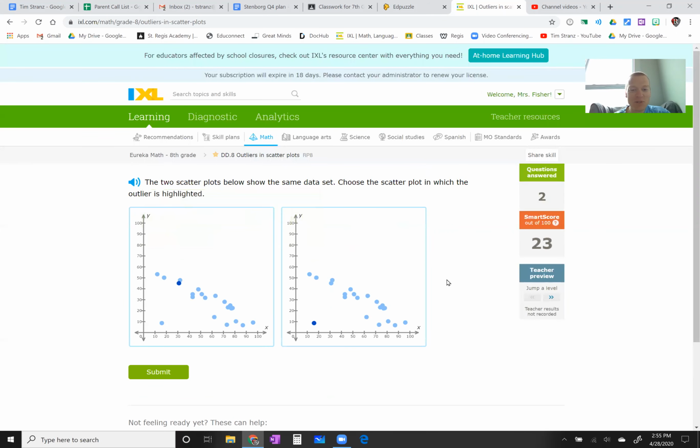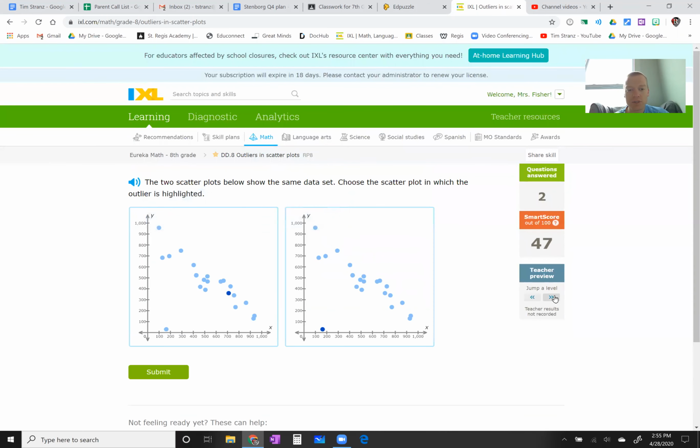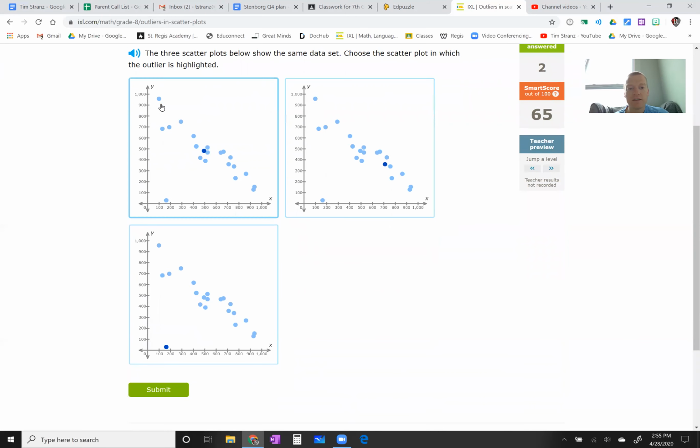Okay, let's go to a harder one. These are incredibly easy. Let's see if there's harder ones. Ooh, now they give us 3. So the 3 scatter plots below show the same data set. Choose the scatter plot in which the outlier is highlighted. Once again, this data kind of all flows together. The highlighted one's in the middle, so that's not going to be it. This data flows all together. The highlighted one's in the middle, so that's not going to be it. This data flows all together, but the highlighted one is the outlier down there. Okay.